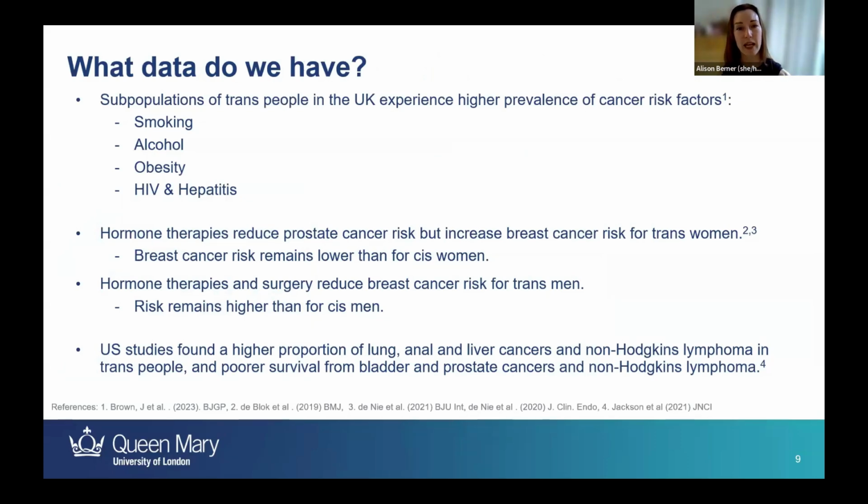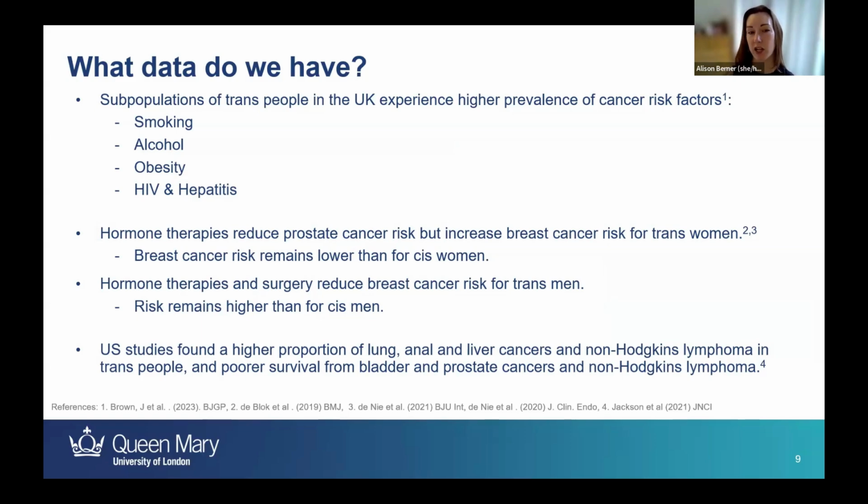So what data do we have on this community at the moment? Well, we know that subpopulations of trans people in the UK have a higher prevalence of certain cancer risk factors, and that can often be linked back to minority stress. So these are coping behaviours because of a day-to-day discriminatory outlook, turning up and wondering, you know, which toilet am I going to use and am I going to be accosted? So some of these things can be linked back there, but there might be other levers that we can use to help support these communities to drive down these risk factors.